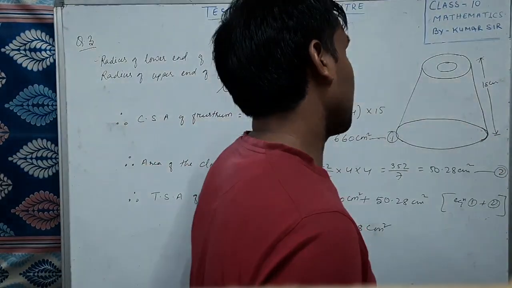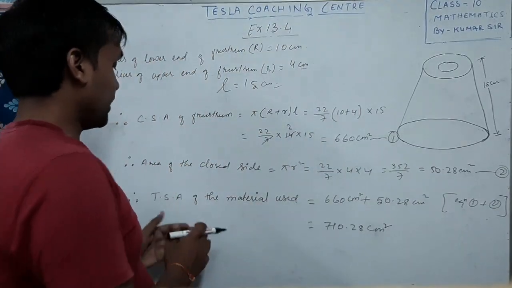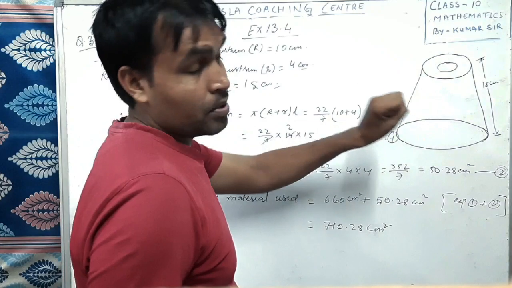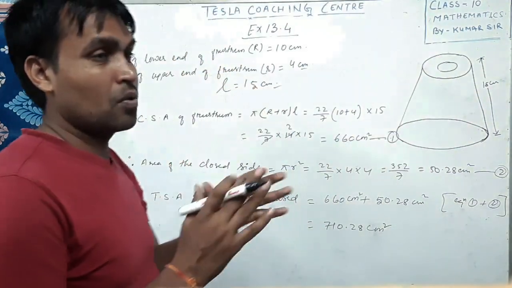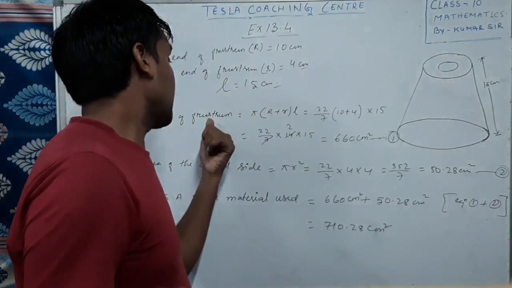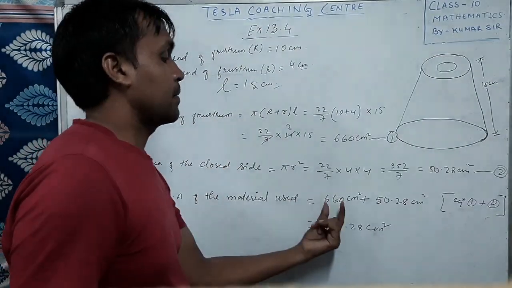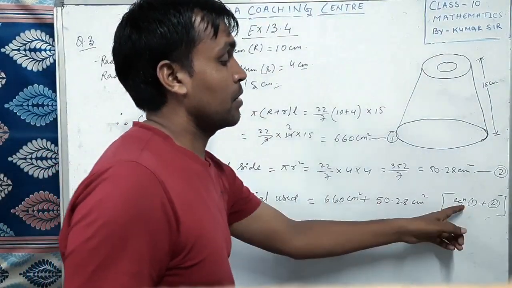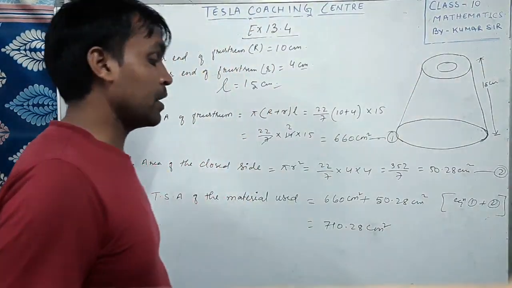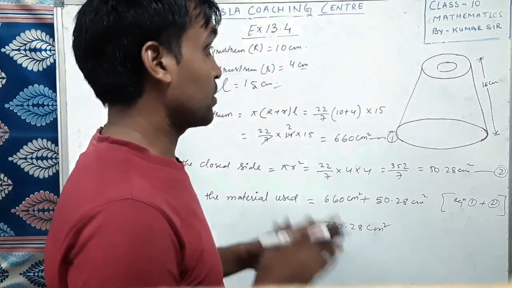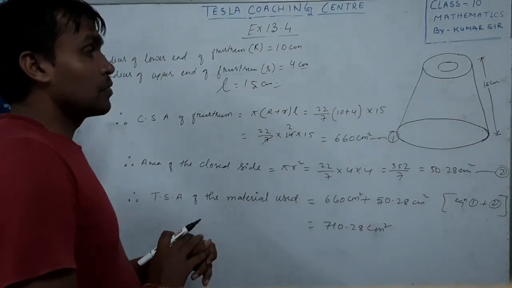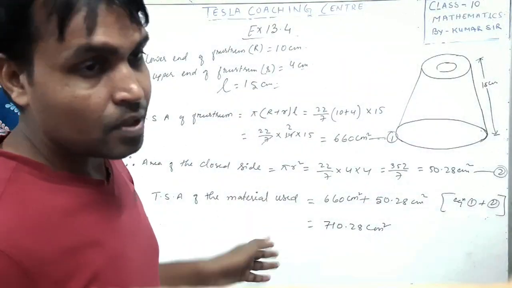You are marking it as equation number 2. And then finally the total surface area of the material used, meaning how much material is used, how much cloth or whatever it is made up of. That will be curved surface area plus closed side. So curved surface area plus closed side, equation 1 plus equation 2. So added, we got 710.28 centimeter square. So this is the material used for making this cap. Now let us move to question number 4.